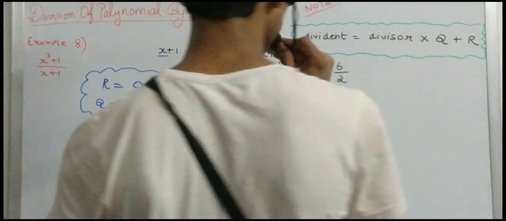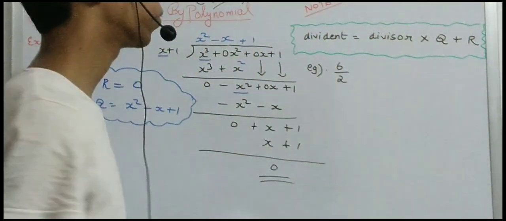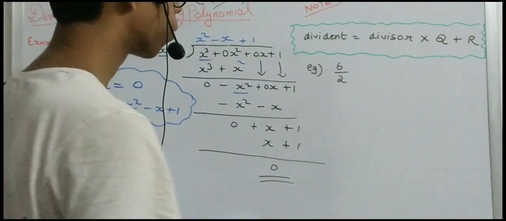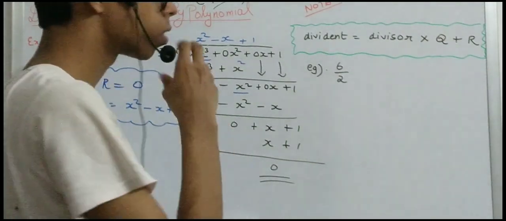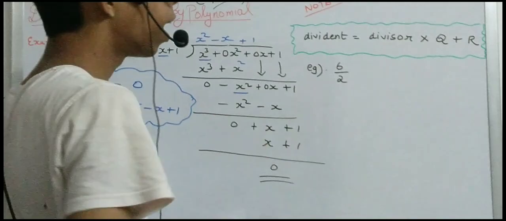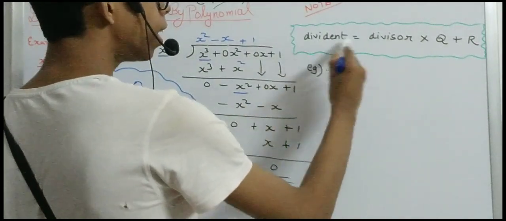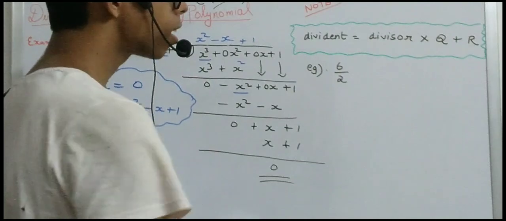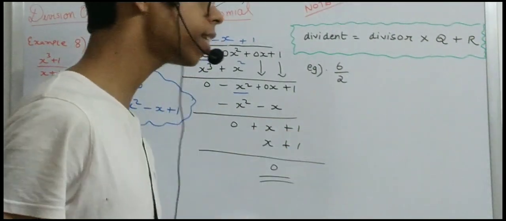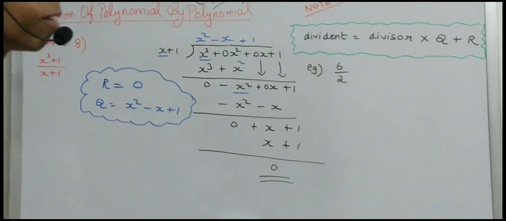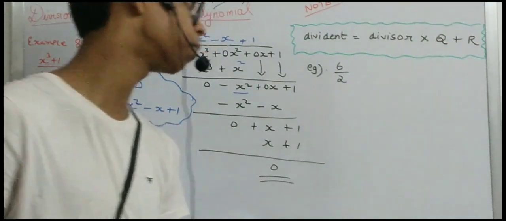I hope it is clear to you. Now let's see a small note. This is a very important relation that you require, which can be asked in your MCQs and is very much required for your higher classes also. The relation is: dividend is equal to divisor into quotient plus remainder.